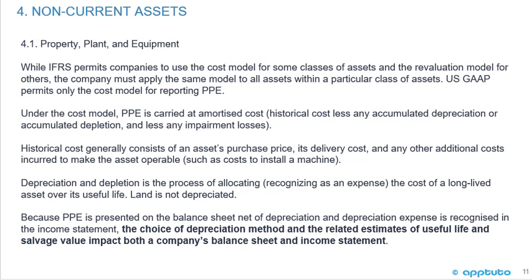Historical cost generally consists of an asset's purchase price, its delivery cost, and any other additional costs incurred to make the asset operable, such as cost to install a machine. Depreciation and depletion is the process of allocating, recognizing as an expense, the cost of a long-lived asset over its useful life. Land is not depreciated. Because PP&E is presented on the balance sheet, net of depreciation, and depreciation expense is recognized in the income statement, the choice of depreciation method and the related estimates of useful life and salvage value impact both the company's balance sheet and income statement.